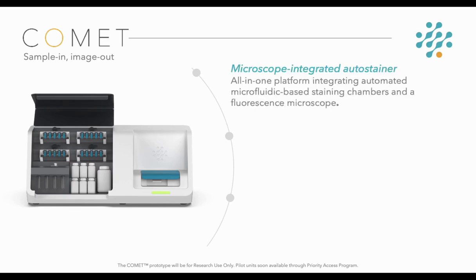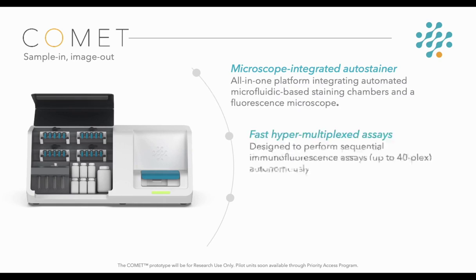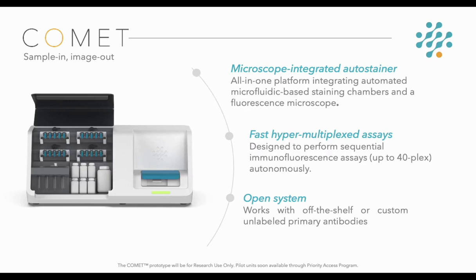Our product under development, Comet, is an all-in-one staining and imaging platform that integrates our microfluidic-based staining with a fluorescence microscopy. It can run extremely rapid hyper-plex assays in an automated fashion. Since it's an open system, it allows the use of label-free, off-the-shelf or custom primary antibodies. For more information about our product under development, do not hesitate to reach out to communications@lunaphore.com.